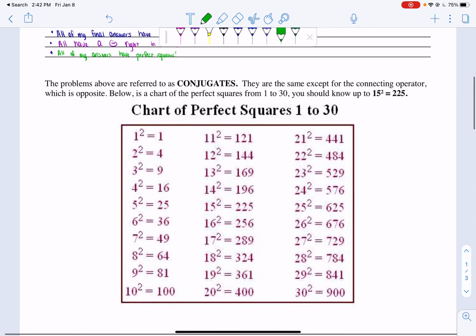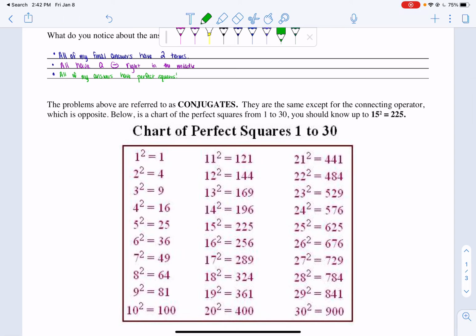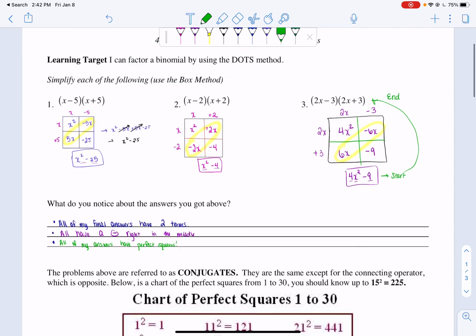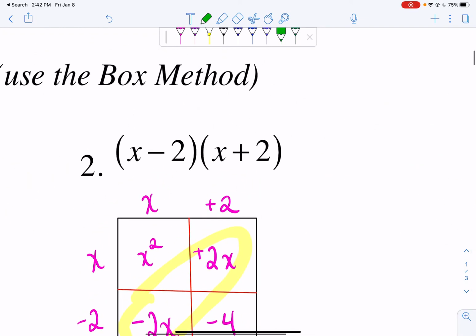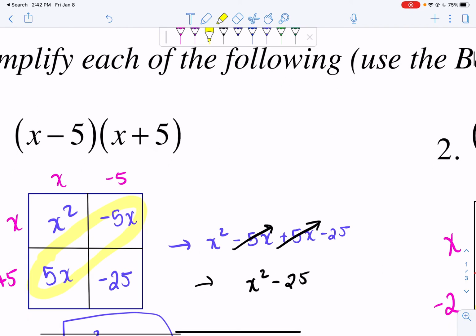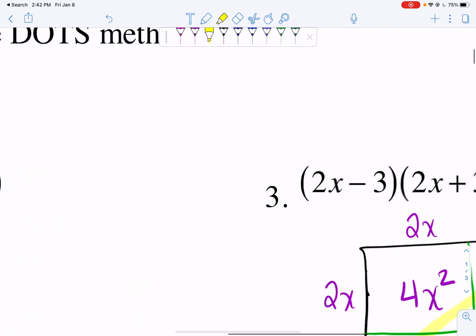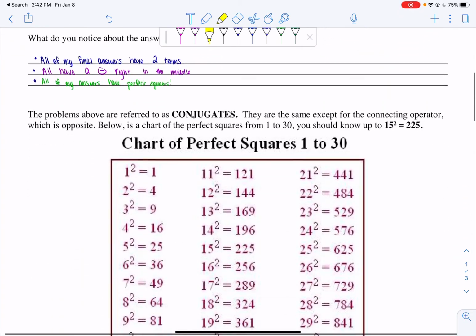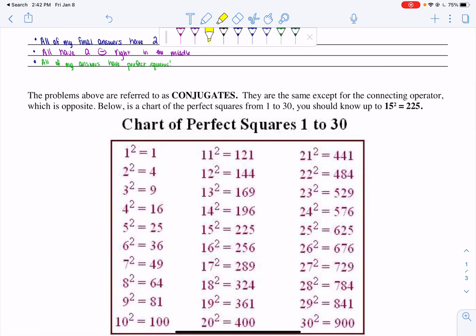So the problems above are referred to as conjugates. What we mean by conjugates is that they are the exact same except for the connecting operator. So for instance, these are conjugates because I have a -2 and a +2. I have a -5 and a +5. I have a 2x minus 3 and a 2x plus 3. Those operators right in the middle are different. So that's why we can say they are conjugates.